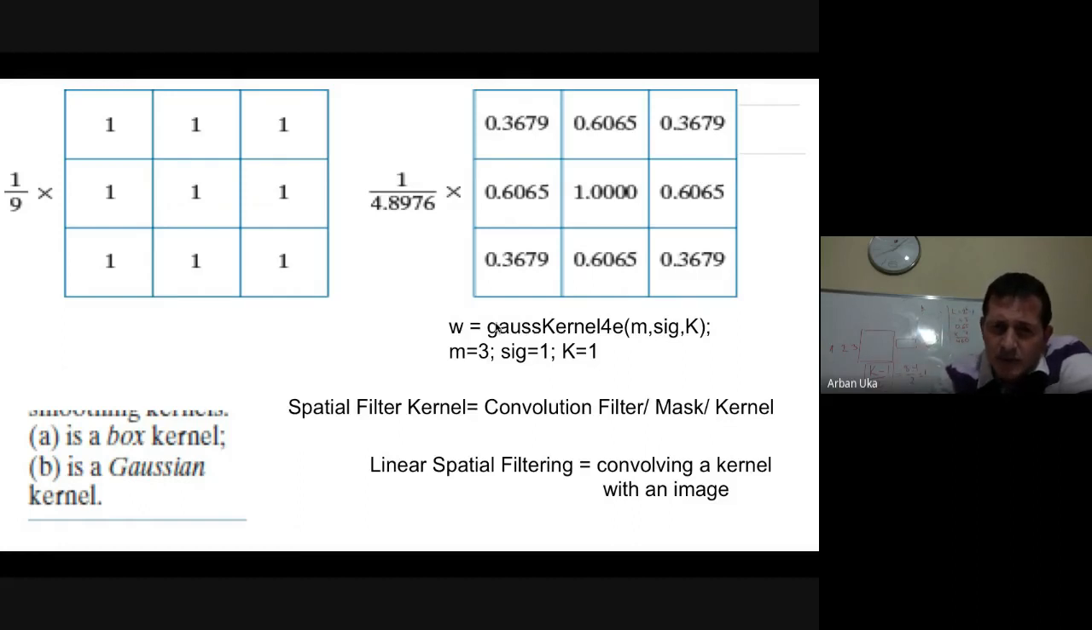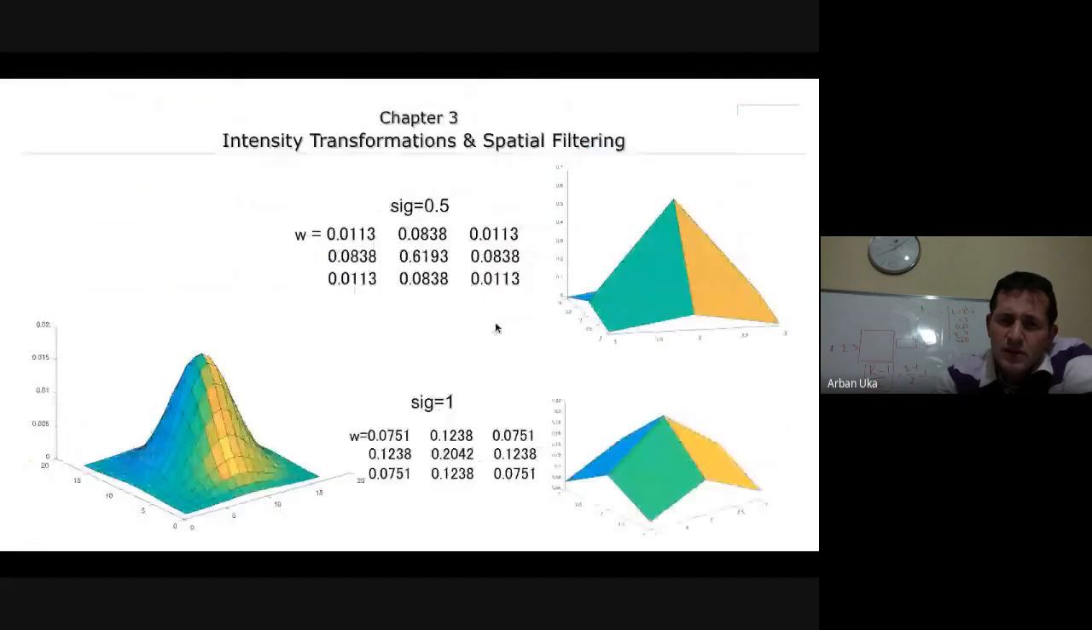Now, spatial filter is kernel. It's also equivalent to saying convolutional filter, mask or kernel, etc. Now, the Gaussian kernel can be constructed using this Gauss kernel function, where m is the size of the filter, sigma is equal to 1, that's the standard deviation, and k would be equal to 1. Here, if we run these functions for different sigmas, this is what we observe.